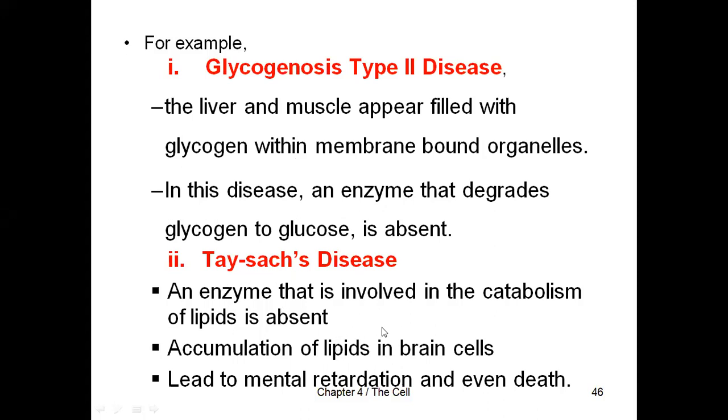Tay-Sachs disease, this is present in your book. An enzyme that is involved in the catabolism. Catabolism means breakdown. Anabolism means build up. ठीक है, तो lipids की breakdown के लिए जो enzyme है, it is absent. As a result क्या होता है? As a result ये होता है कि lipids accumulate होना शुरू हो जाते हैं brain cells के अंदर. It can lead to mental retardation and even death. ठीक है, mental retardation या death की सूरत भी इसमें बन सकती है.